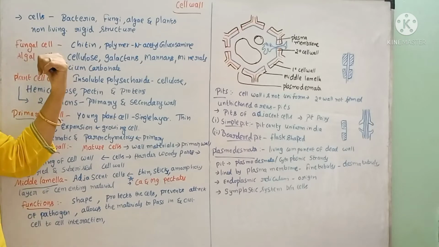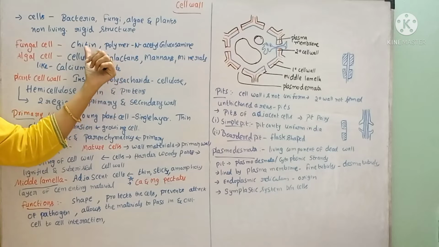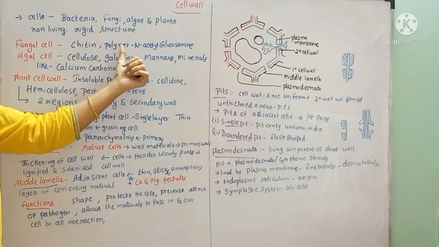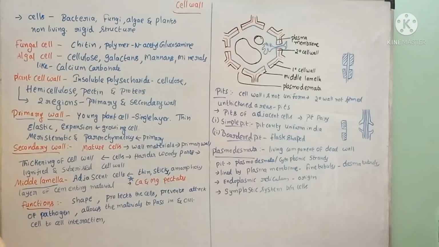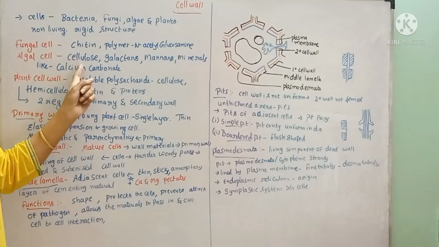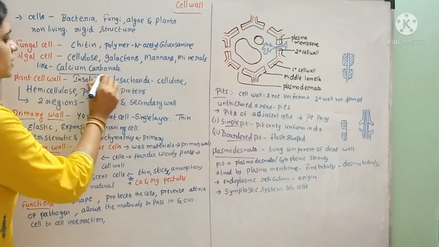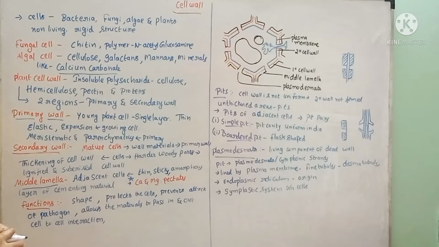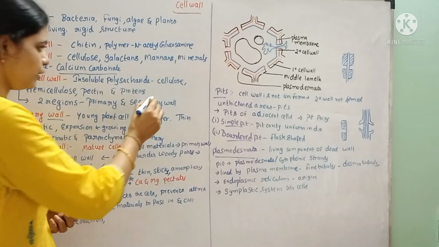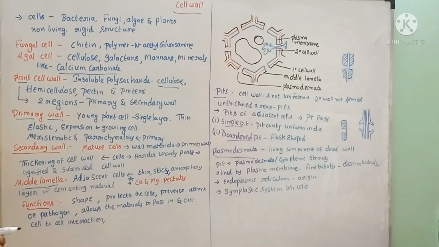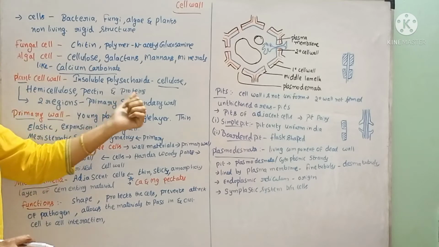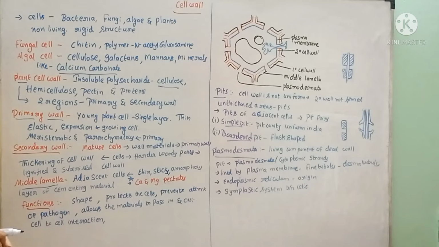For example, in the fungal cell, the cell wall is made up of a chemical substance called chitin, which is chemically a polymer of N-acetyl glucosamine. In the algal cell, the cell wall is made up of cellulose, galactans, mannans and minerals like calcium carbonate. And finally, the cell walls of plants are made up of several insoluble polysaccharides, most commonly cellulose, and sometimes hemicellulose, pectin, and some proteins are also present.